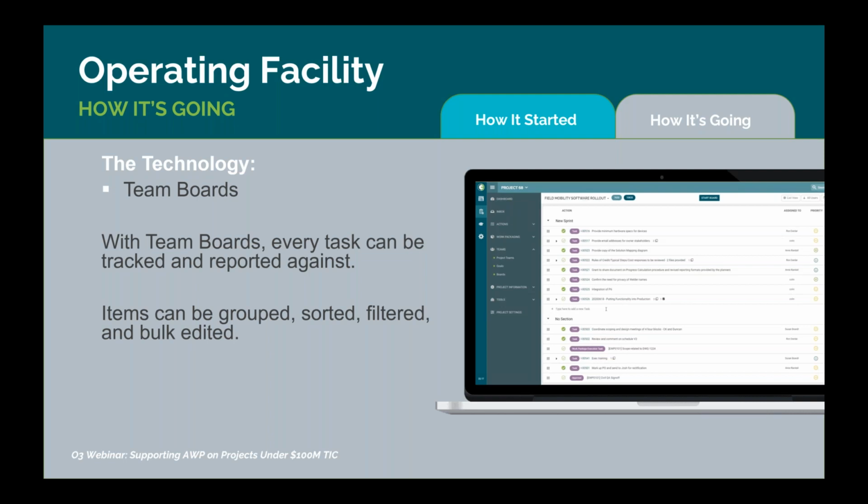With team boards, every task can be tracked and reported against. Items can be grouped, sorted, filtered, and bulk edited. These features are very helpful in meetings to plan work, as a team can focus only on critical items if needed. And if they need to focus on all the items, they can do that also.